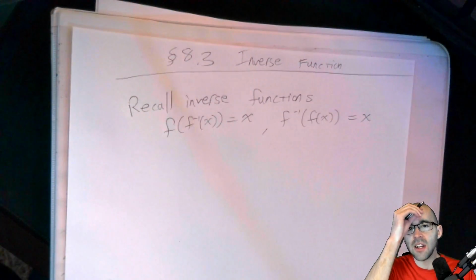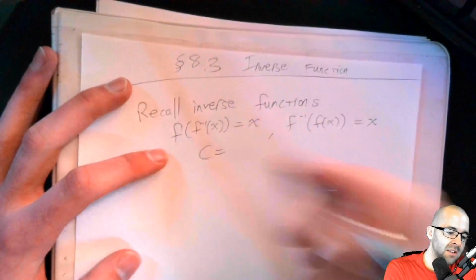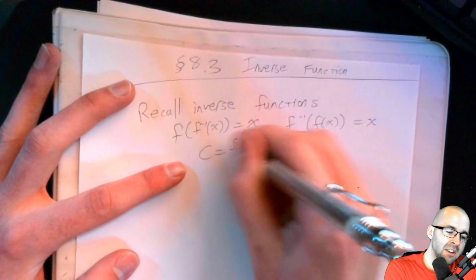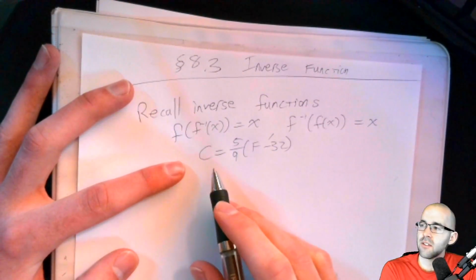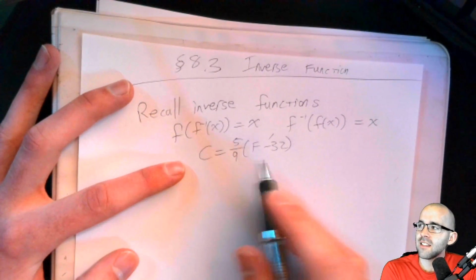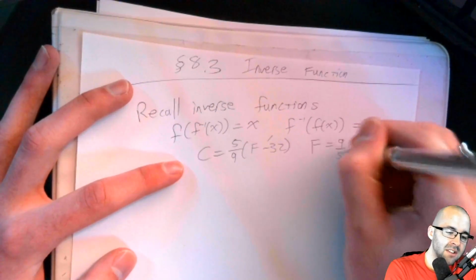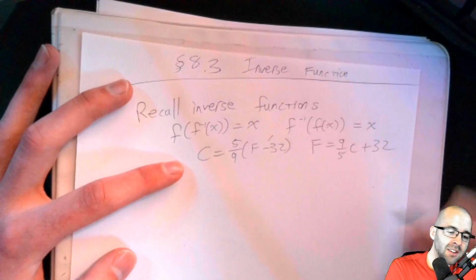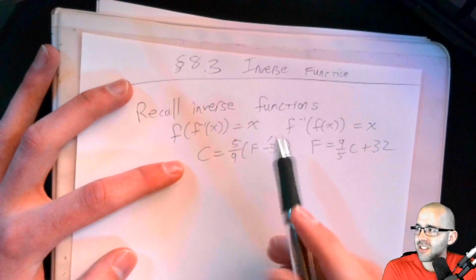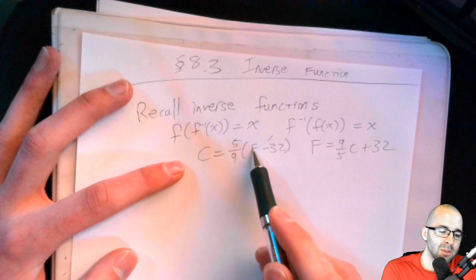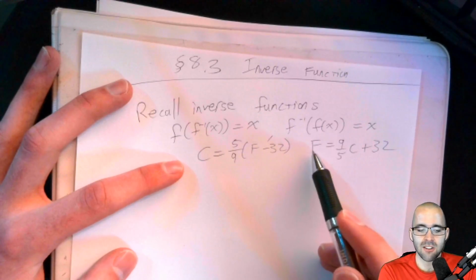So some common inverse functions, right? You may be familiar with this function, C equals 5/9 (F minus 32). That's a function, and it has an inverse function, F equals 9/5 C plus 32. These are inverse functions of each other. Well, what are these functions? This is a function that takes a temperature in Fahrenheit and translates it to Celsius. This takes a Celsius and translates into Fahrenheit.